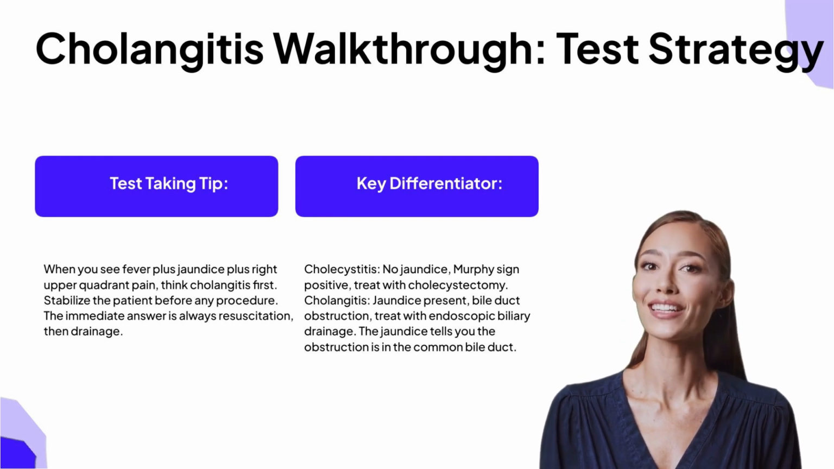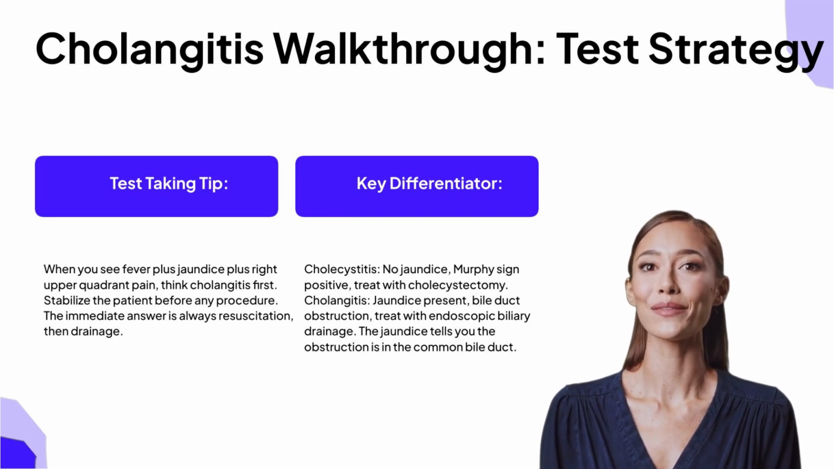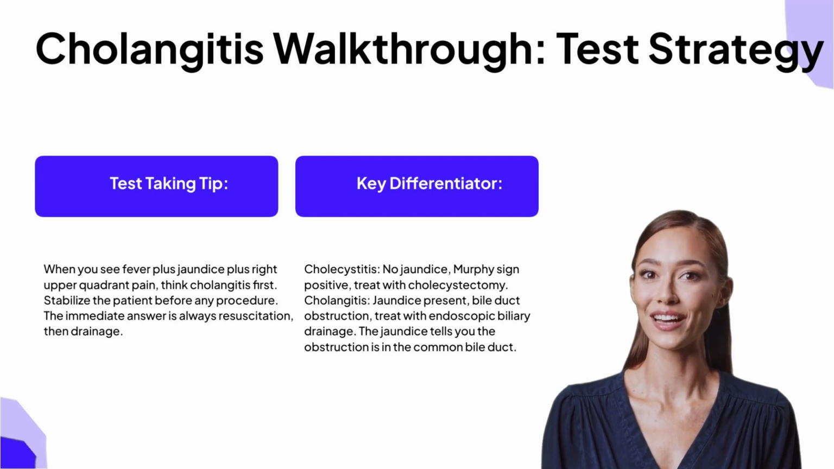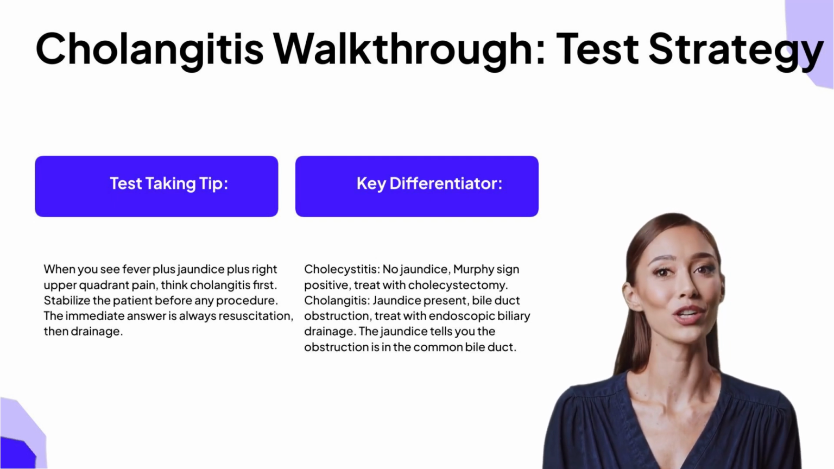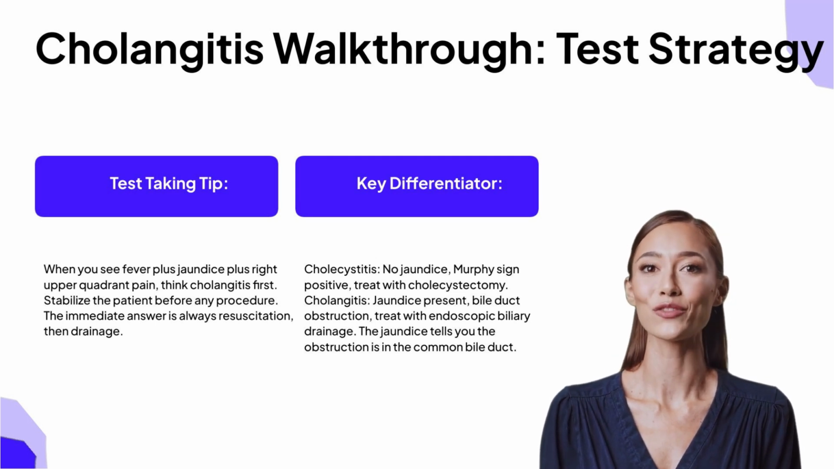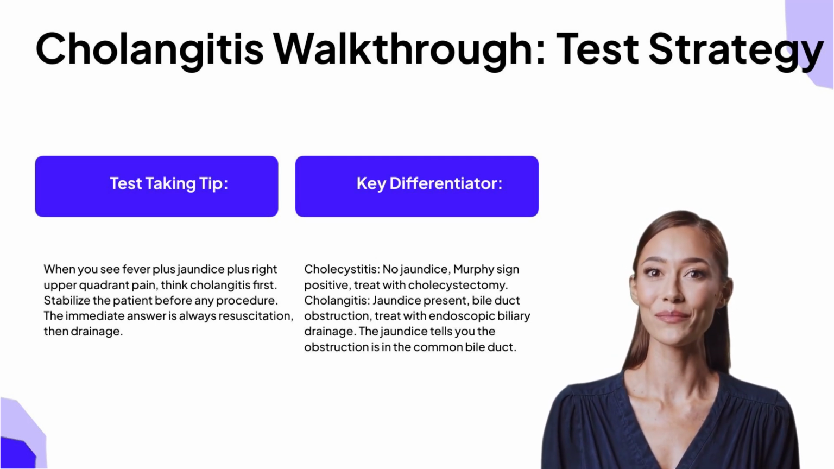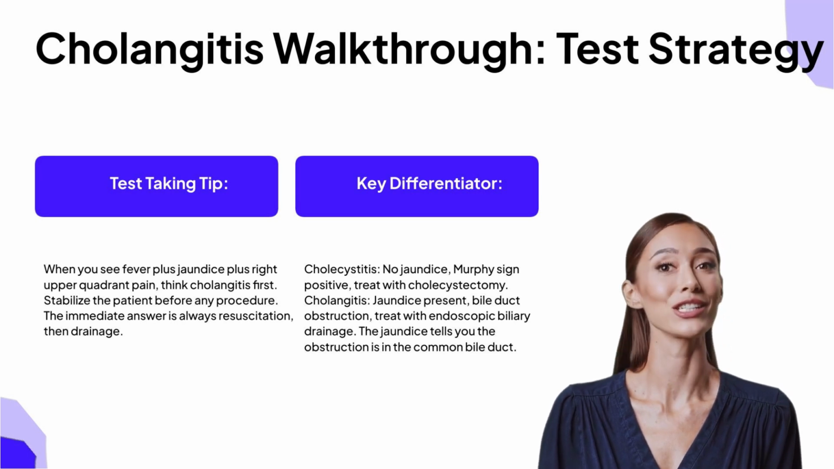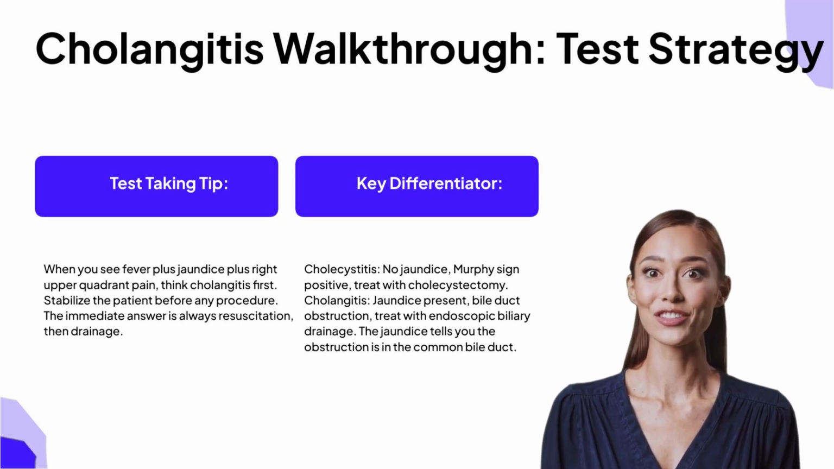The key differentiator from cholecystitis is jaundice. Cholecystitis has no jaundice and you treat with cholecystectomy. Cholangitis has jaundice indicating bile duct obstruction and you treat with endoscopic biliary drainage. The jaundice tells you the obstruction is in the common bile duct, not just the gallbladder.